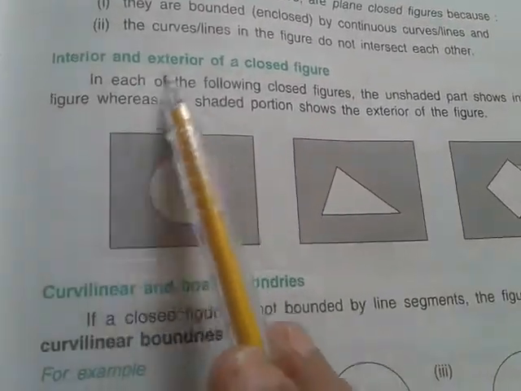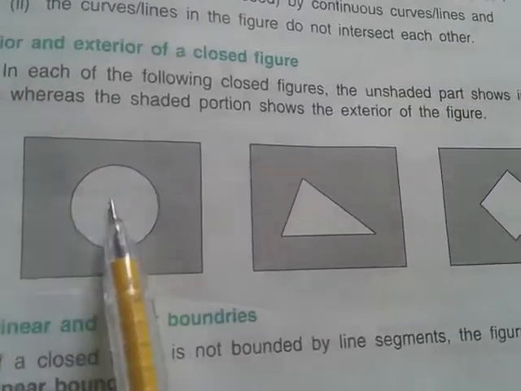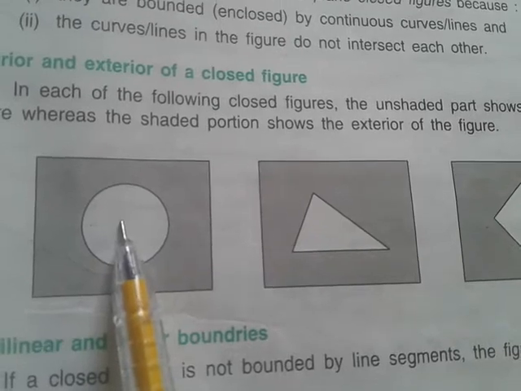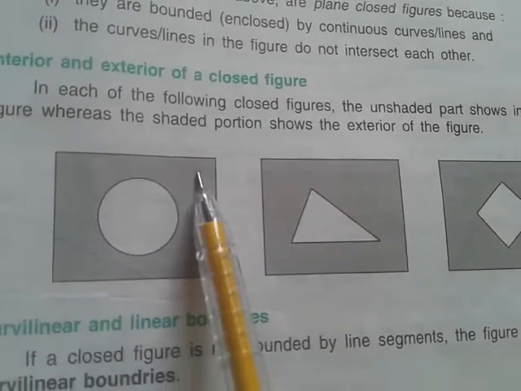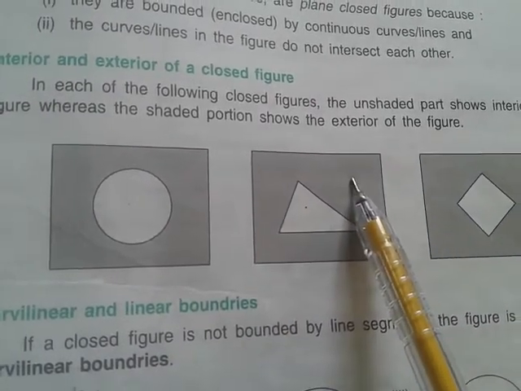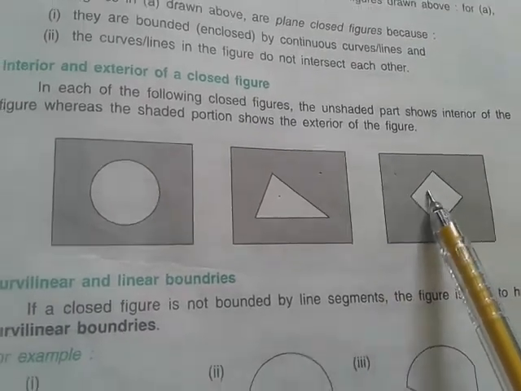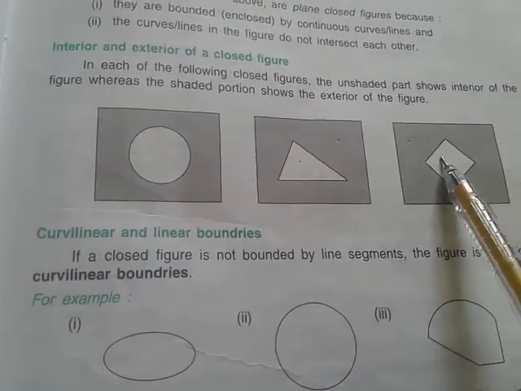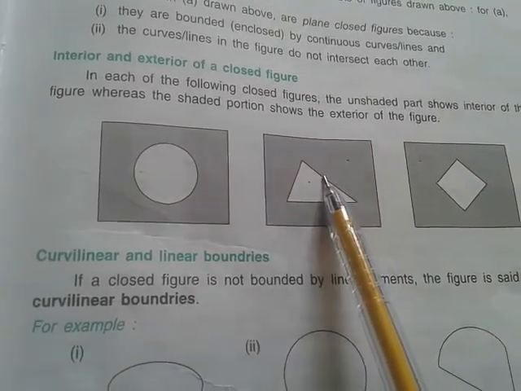Then if you'll see interior and exterior of a closed figure. So if you take this, the white part is interior area and the gray part is exterior area. Similarly here, white part interior, this is exterior. This gray part is exterior and white part is interior. Okay, so we say that exterior and interior, you know it very well.